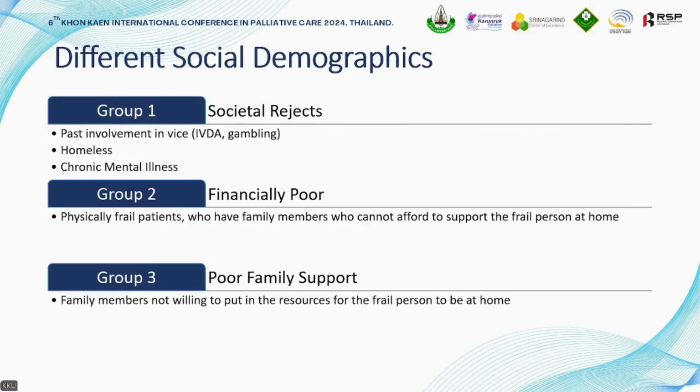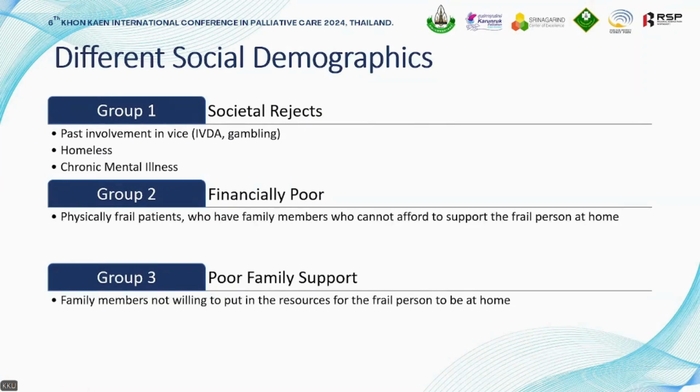Which means that the people, at least, that go to aged care facilities are a different group of people. The first group, right, are those individuals who society rejects. So in Singapore, if you are a resident of an aged care facility, you either have had drug abuse before, or you are homeless, or you have a chronic mental illness and nobody in society wants to care for you, so you go to an aged care facility, right?